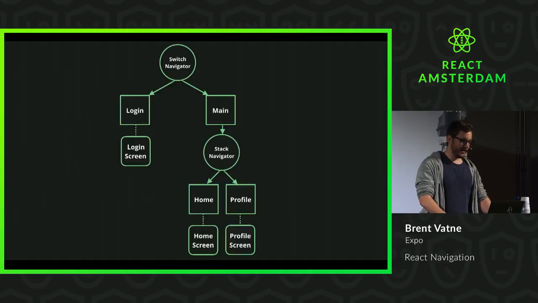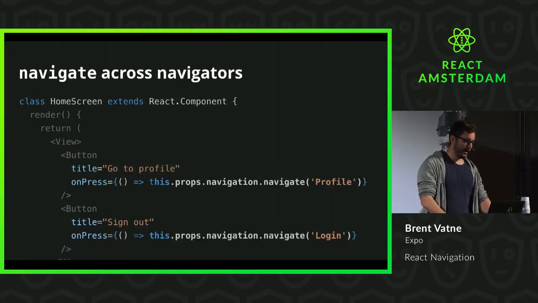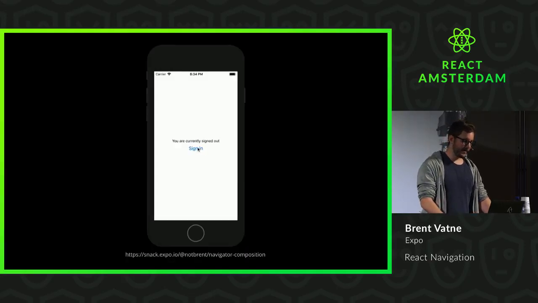So what this looks like is this, right? We have switch, has login, main. Login has a login screen. Main has a navigator, which has these other things inside of it. And what this lets us do is from the login screen, we can navigate to the home screen. And that will just work. It'll switch to that screen, even though the home route is not a sibling of the login route. Similarly, from the home screen, we can navigate to the login screen, or we can navigate to a sibling route profile. And there's no difference in how you address these.